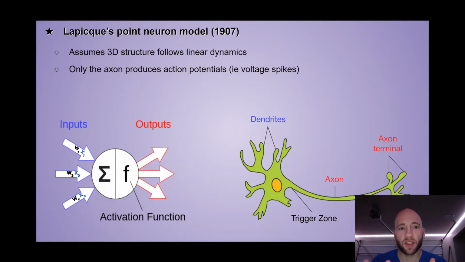Okay, and so this point neuron model from 1907 was, I've heard people cite different things for how far this point neuron model goes back, but Louis Lapicque is the oldest one I found, and he is a French neuroscientist. It assumes that the 3D structure of these dendrites and axons in real neurons can just be ignored and replaced with computations that are linear. And it also assumes that the only action potentials are voltage spikes.